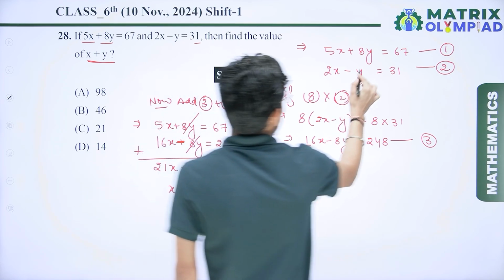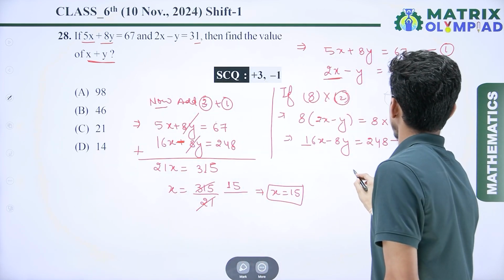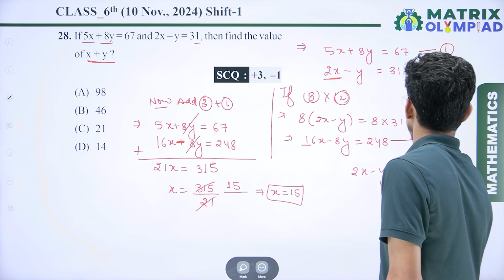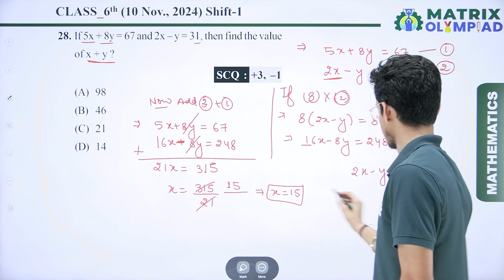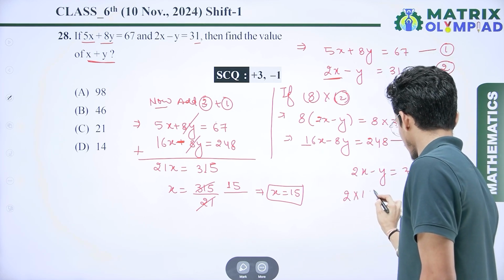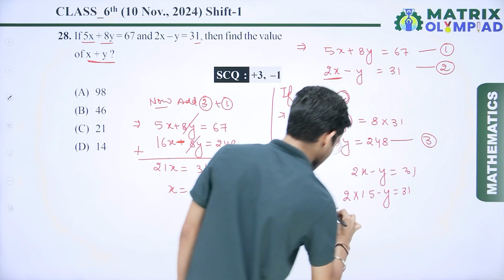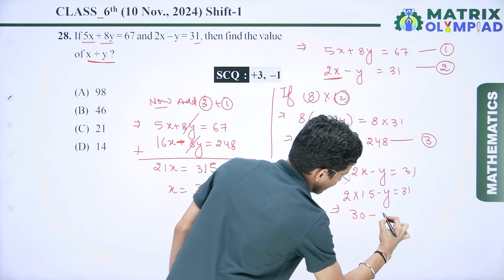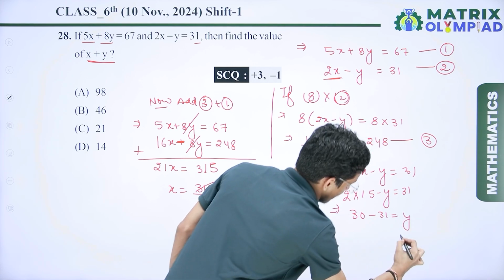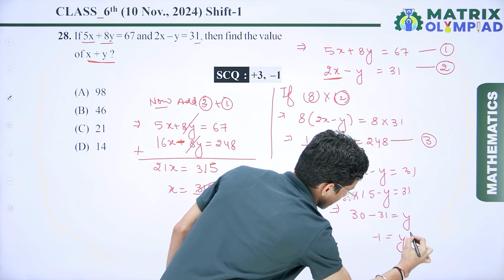If I put the value of x here, then I get 2x minus y is equal to 31 and the value of x is 15. So 2 multiplied by 15 minus y is equal to 31. So if I multiply here, I get 30 minus 31 is equal to the value of y, and the value of y that I get is minus 1.